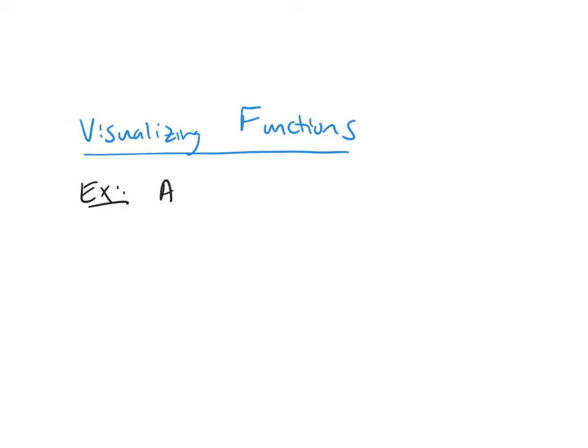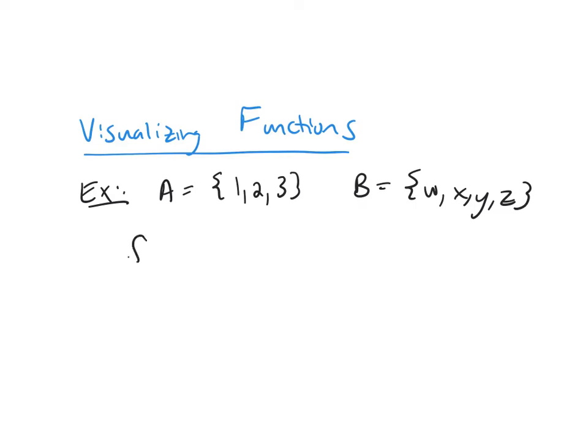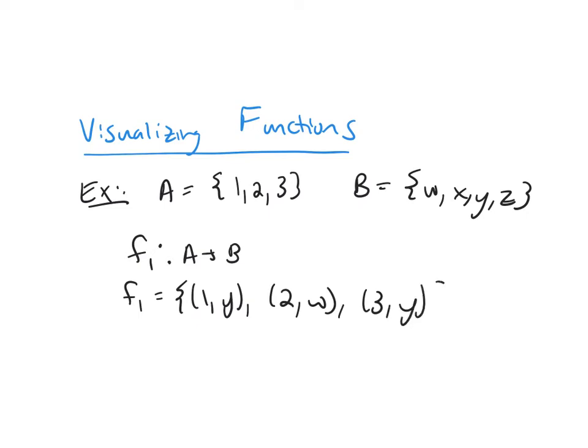Let's say A is a set {1, 2, 3}. B is going to be the set {W, X, Y, Z}. And I'm going to look at the relation F1 from A to B, where F1 is (1, Y), (2, W), and (3, Y).